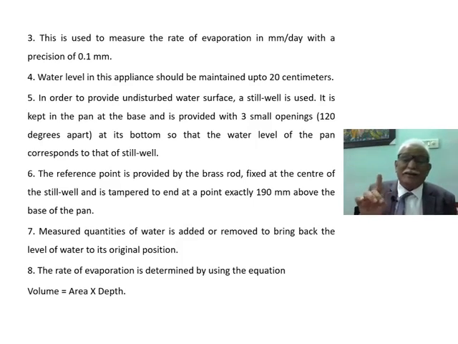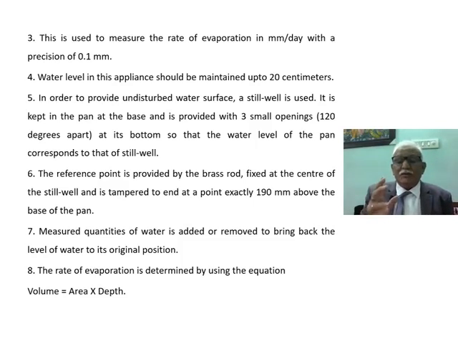That should be maintained. The reference point is provided by a brass rod fixed at the center of the still well. So at the center of the still well, there is a brass rod, tempered at one end at a point exactly 190 mm, that is 19 centimeters, above the base of the pan. A measured quantity of water is added or removed to bring back the level of water to its original level.